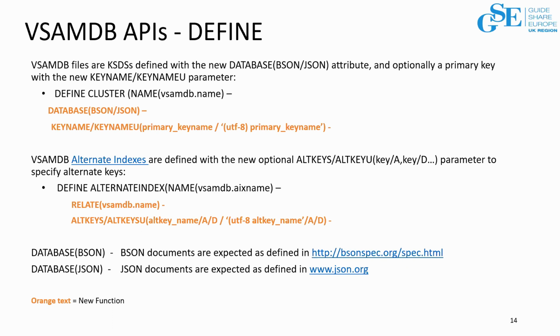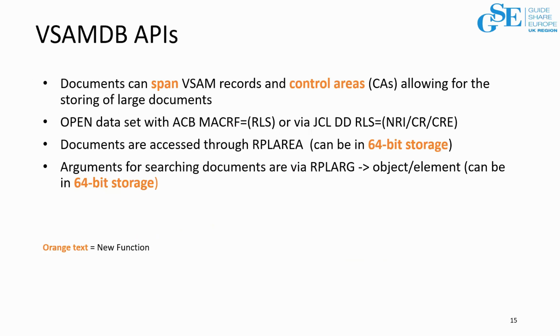And again, we are using standard BSON and JSON formats. So the parsers that we have developed are based off of the standards that I've listed here, and I know I had those on a different chart as well. So it's relatively straightforward to define it. As I mentioned, documents can now span not just VSAM records, but they can span control areas, which is ideal for allowing the storing of really large documents.